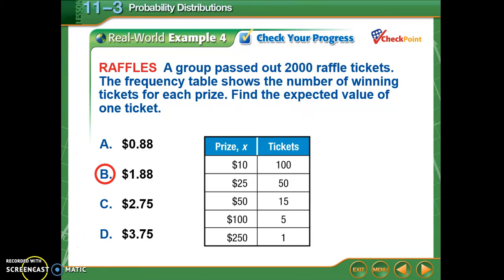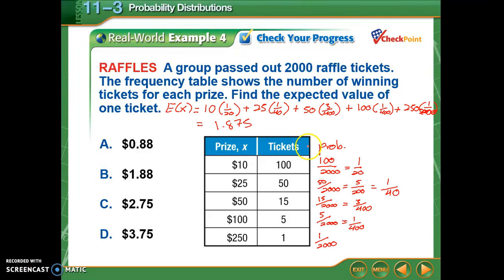All right, your answer here should have been B, which is $1.88. All right, here's the work for this. Of course, hopefully you noticed that you were missing the probabilities for each outcome. So these are the outcomes, my prizes, right? I can get a $10 prize, a $25 prize, a $50 prize, a $100 prize, or a $250 prize. I need the probability for each one. So I take the number of tickets that get that prize out of the total. So the probability of getting a $10 prize is 100 tickets out of 2,000 tickets, which is 1/20. The probability of getting a $25 prize is 50 over 2,000, and so on.